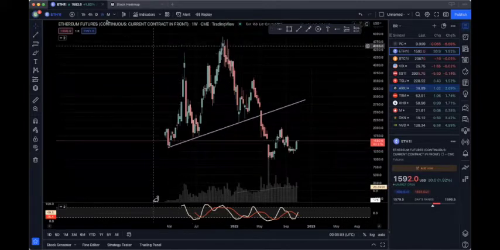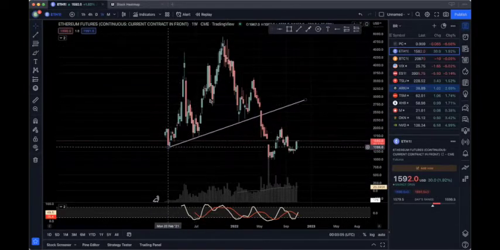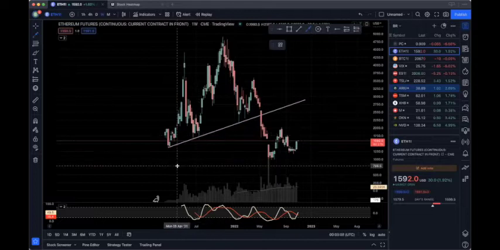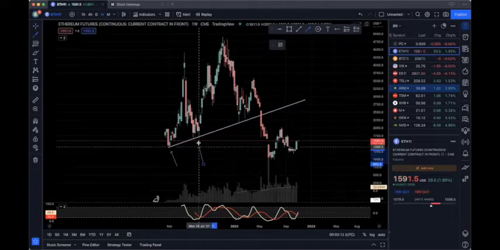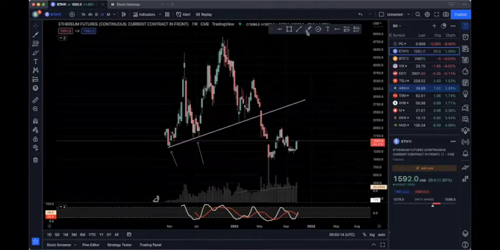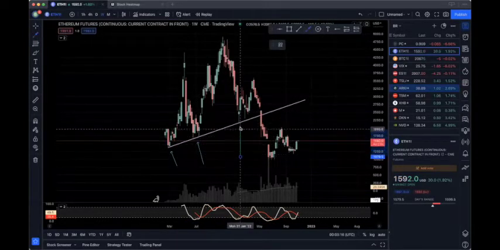So let's look at this, the weekly time frame. Here's one bounce. I'll point them out for you guys. There's one bounce, there's 2, and there is 3. This makes it a valid trend line.